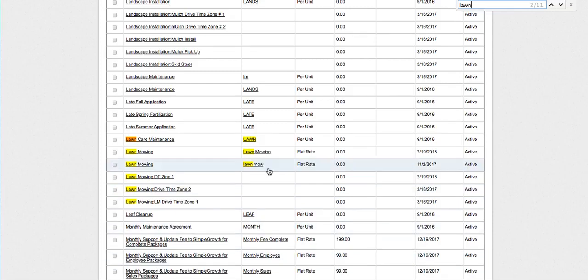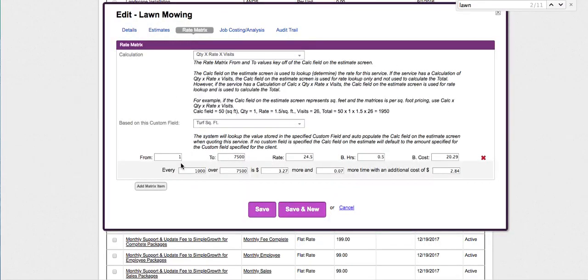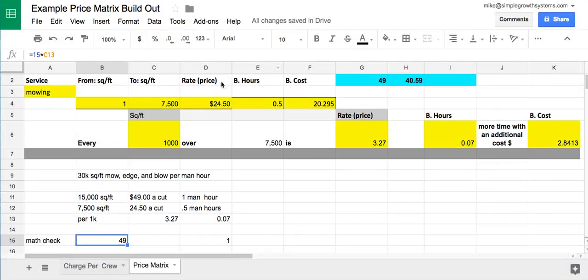And the lawn mowing example here on 219 is the one I just built. So we're going to pull this up and go to the rate matrix. Same exact thing as a sheet. 1 square foot to 7,500 square feet is $24.50, a half hour budgeted time, and a cost of $20.29. That's taken right off this sheet here.